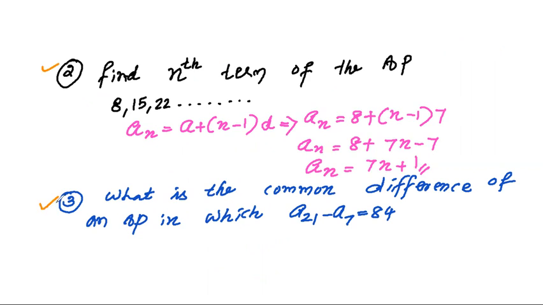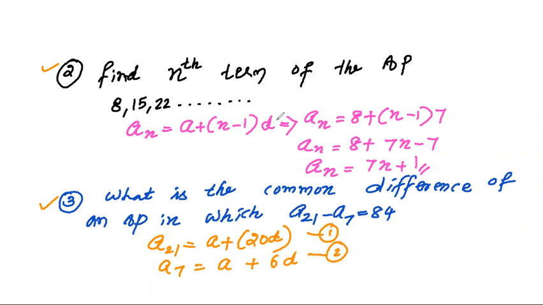What is the third question? What is the common difference of the AP if a21 minus a7 is equal to 84? Listen here. a21 can be written as a plus 21 minus 1 into d, that is a plus 20d, according to the formula an is equal to a plus n minus 1 into d. Similarly, I can write a7 is equal to a plus 6d. This is number 1, this is number 2.